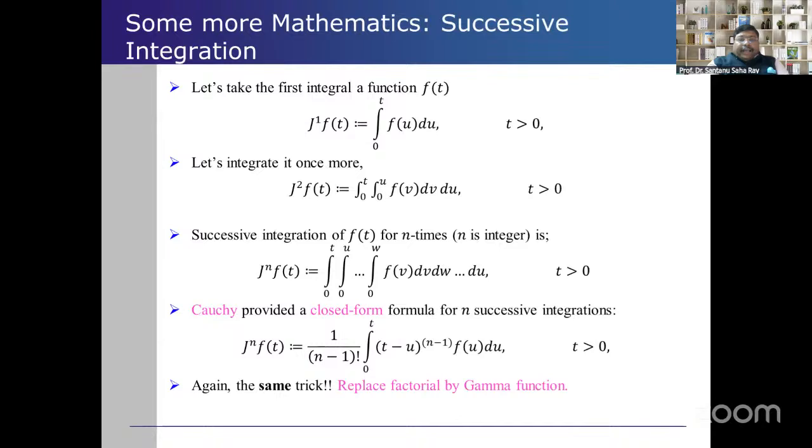And this is the first integral that everybody knows, that is integral 0 to t f(u) du, the second integral, and n times successive integral. This n times successive integral can be written in the closed form by Cauchy form with the help of the factorial gamma function. So this is 1 by gamma n integral 0 to t (t minus u) to the power n minus 1 f(u) du.